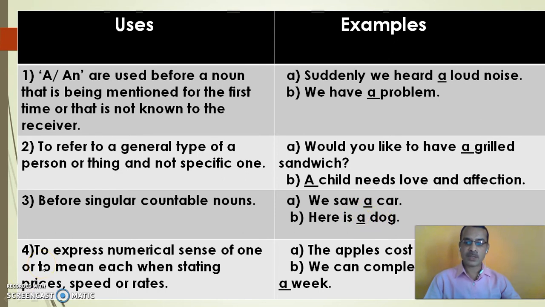The fourth use of these articles is to express the numerical sense of one or to mean each when stating prices, speed or rates. The example is, the apples cost 170 rupees a dozen.